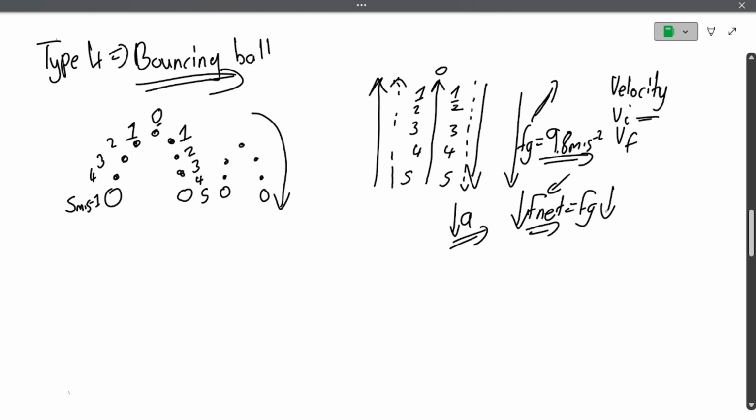So what do we have to know about velocity? The velocity is that when the ball goes up, the velocity decreases until a point of 0 because of the force of gravity.